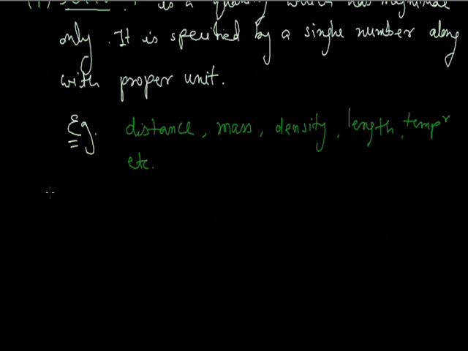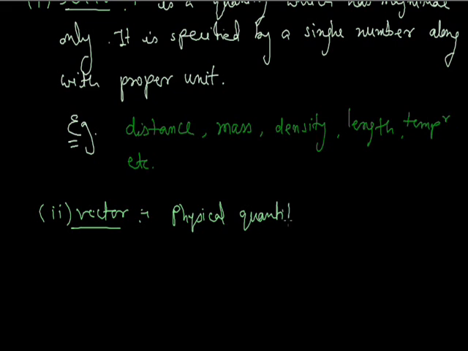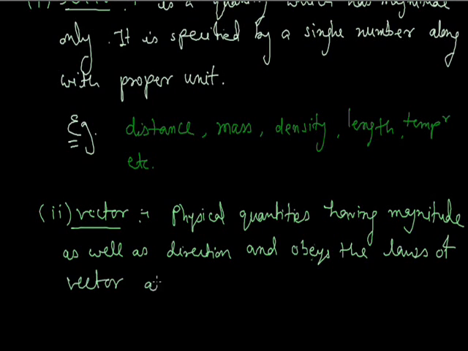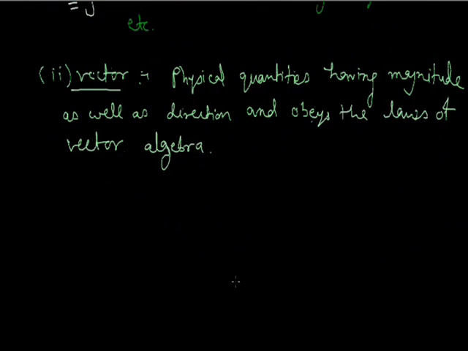Second, we can take vectors. Vectors are physical quantities having magnitude as well as direction and obeying the laws of vector algebra. Physical quantities which have magnitude as well as direction and obey the law of vector algebra are called vectors.